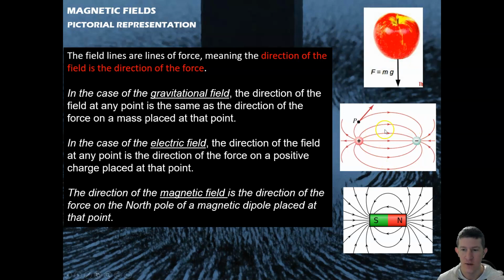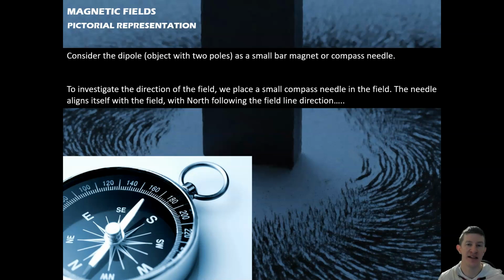In the electric field, we said the direction of the field line is defined as placing a positive test charge in the field and looking at the force that's exerted on it. And that direction of the force on the positive test charge is therefore the definition of the direction. In magnetic fields, we say it's the direction of the force on the north pole of the magnet, if it's placed in that point. And we use this word magnetic dipole, and a magnetic dipole really just means an object with 2 poles. So a bar magnet or a standard compass needle.